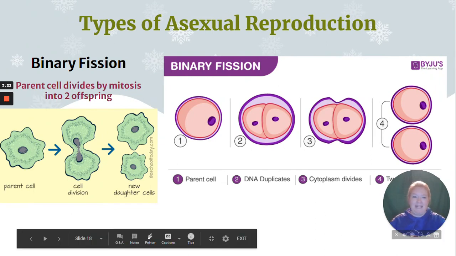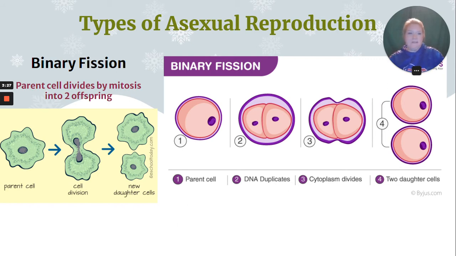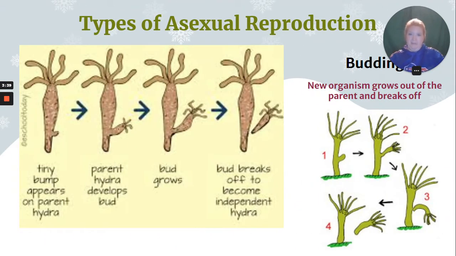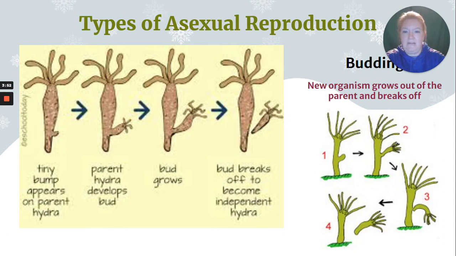Then we have binary fission, okay? Binary fission is when a parent cell divides by the process of mitosis into two offspring. So parent cell, division, two offspring, two daughter cells. And then there's budding. Okay? Budding is when a new organism grows out of the parent and then breaks off. This happens in an organism called a hydra. And you can see this little bud starting to develop, and then eventually it breaks off. And it will grow into a new independent organism.